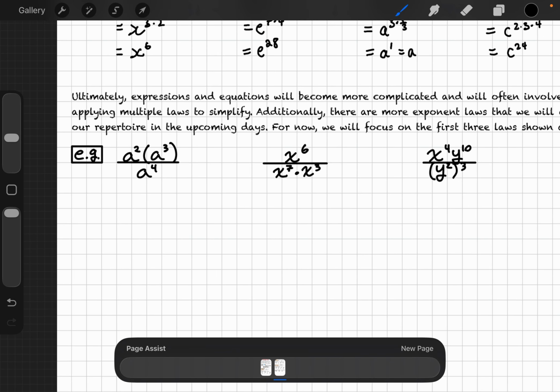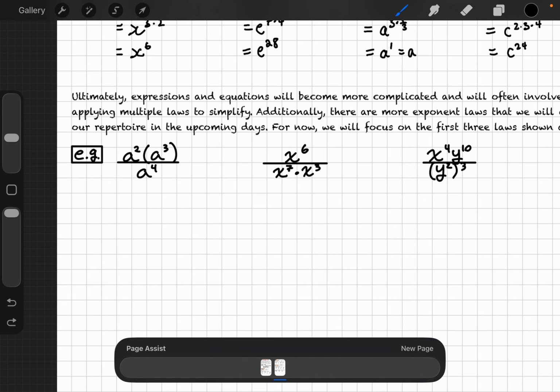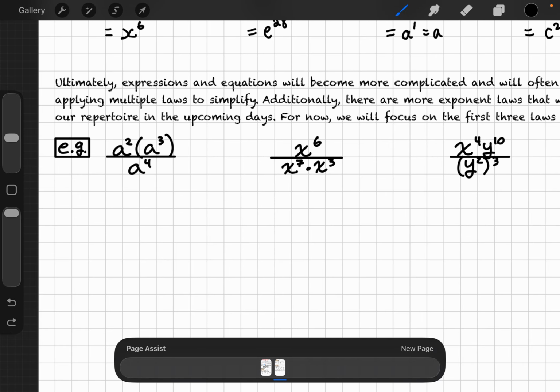For the first question, a to the power of 2 times a to the power of 3 over a to the power of 4. How do we go about solving this? If we look at the top, we see we can already simplify this using the product law, right? We can simplify the top using the product law. The bottom, we can't really simplify anything yet. So we will just start with simplifying the top.